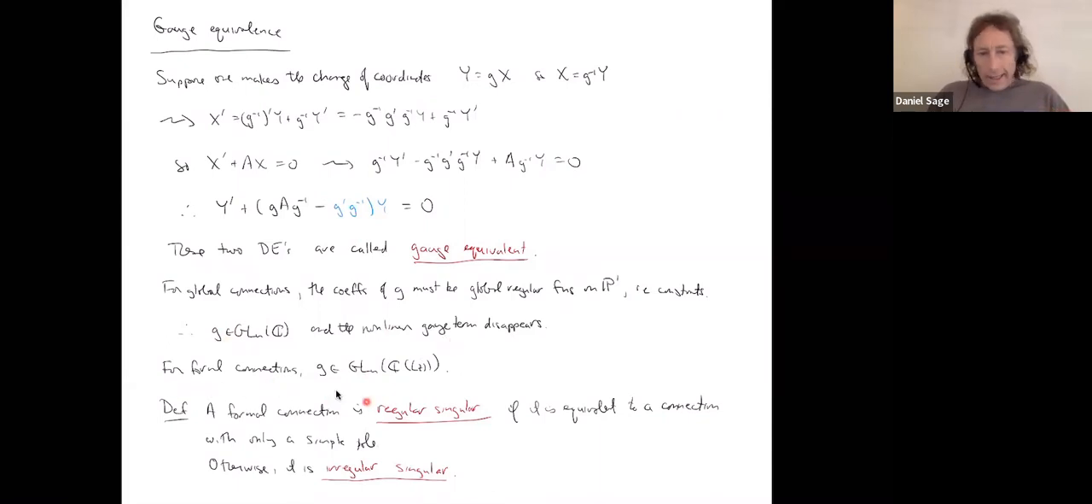However, for formal connections, this is not the case. Now G is in GLN of the Laurent series, and now there's a lot more that you can do. So we're going to need to try and understand isomorphism classes of formal connections, because that's what I mean when I say local behavior. So we're going to start with a very simple dichotomy.